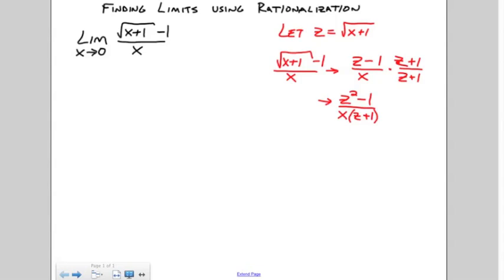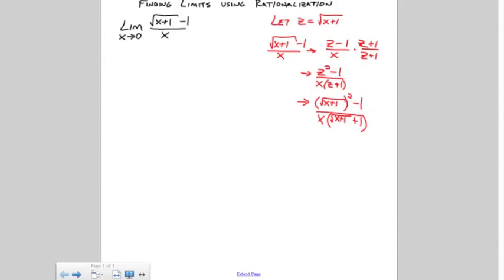Well, great. What does that do for us? Well, if we plug the square root of x plus 1 back in, we're now going to have the square root of x plus 1, squared, minus 1, over x times the quantity square root of x plus 1 plus 1. Okay, still may not look like much, but let's just move our page up a little bit.